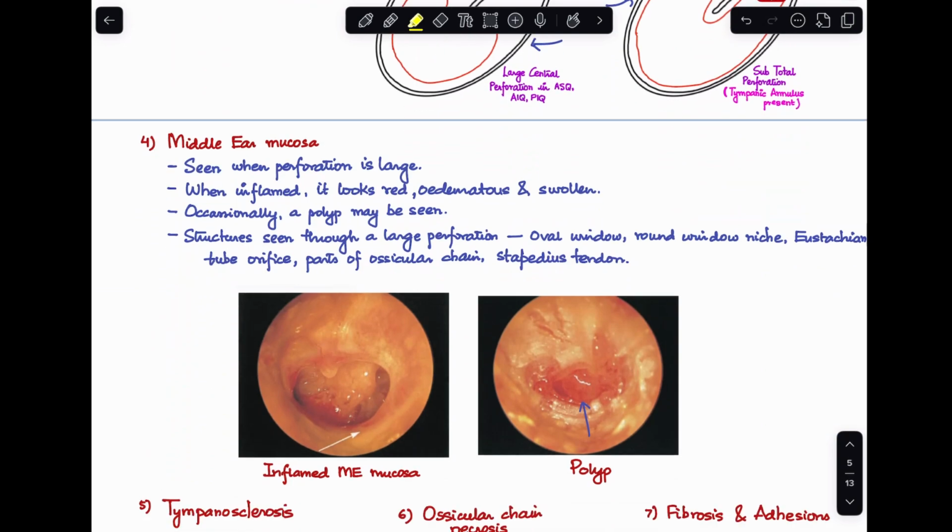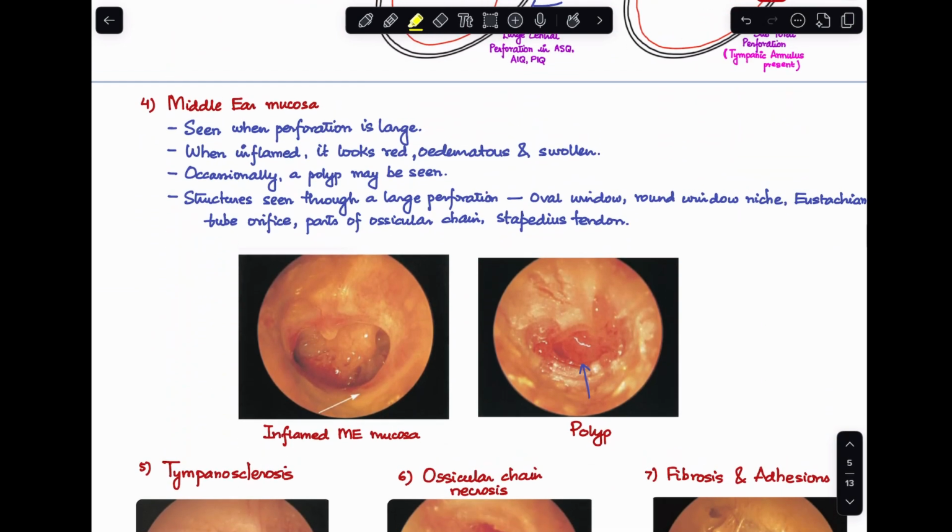Next, coming to middle ear mucosa. What are you going to see here? The middle ear mucosa will only be visible whenever the perforation is quite large, so that you are able to see through it inside the middle ear. When it is inflamed, it will look very red, edematous, velvety and swollen. You can see in the first image over here, the middle ear mucosa looks very reddish, velvety and very edematous. Occasionally you may also see a polyp.